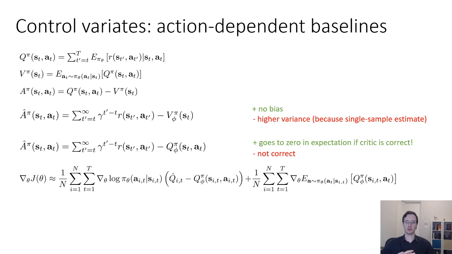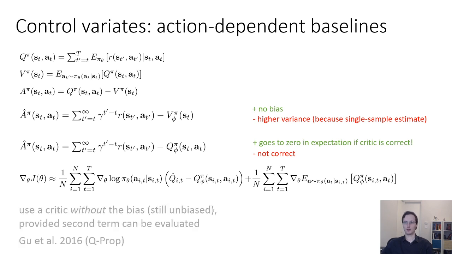Furthermore, in many continuous action cases, if you make a careful choice of the class of distributions and the class of Q functions, this integral also has an analytic solution. For example, the expected value of a quadratic function under a Gaussian distribution has an analytic solution. So in many cases, the second term can be evaluated in such a way that its variance is 0 or very close to 0. And the first term has low variance because Q hat minus Q pi is typically going to be a small number. So this kind of trick can be used to provide a very low variance policy gradient, especially if you can get a good Q function estimator. If you want to read more about these kinds of control variates and how you can use a critic without incurring bias, provided the second term can be evaluated, then check out this paper by Shixiang Gu called Q-Prop.